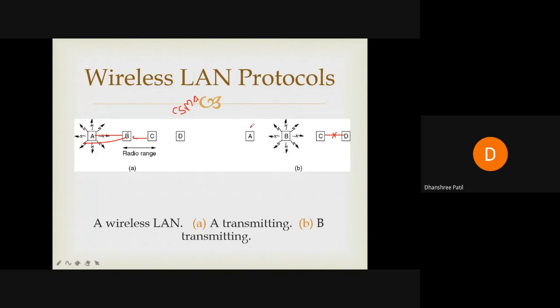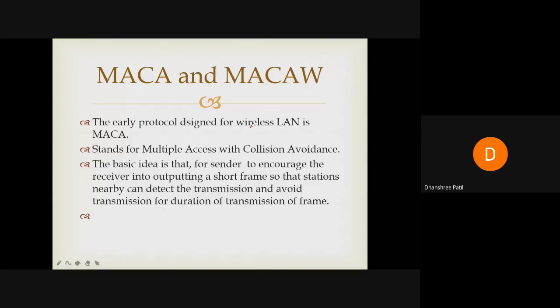So as CSMA is not useful, the next protocols come, which are specially designed for wireless LAN. These are the two protocols, MACA and MACAW. Actually, the second protocol is an updated version of the first one. There are not a lot of changes. So we'll see first what is MACA and then I'll tell you what MACAW is.